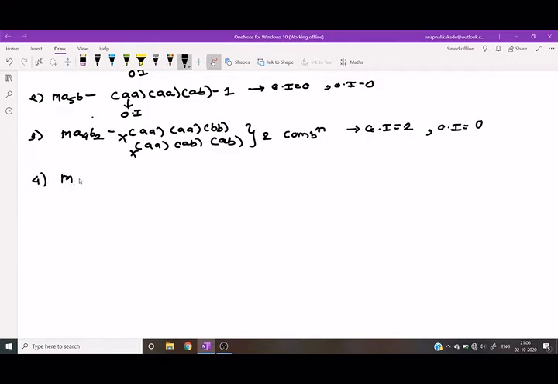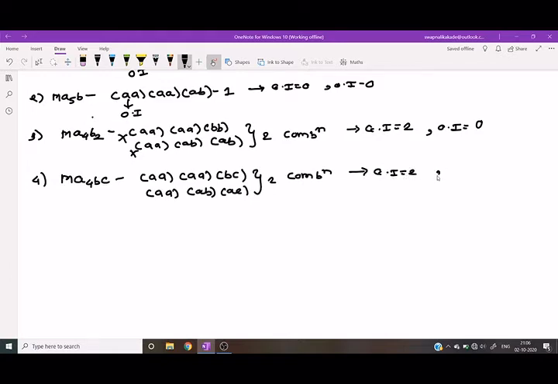Next example, Ma4BC. First make a combination. Only these two combinations are possible, therefore geometrical isomer is 2. And optical isomer: here same ligand in this pair, therefore it is optically inactive. Here also same ligand, therefore it is optically inactive, therefore optical isomer is 0.